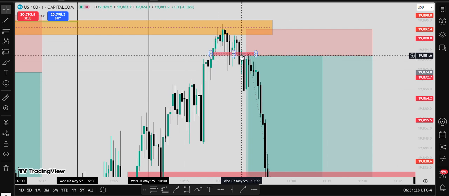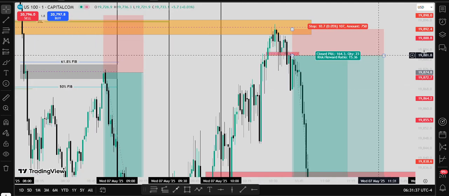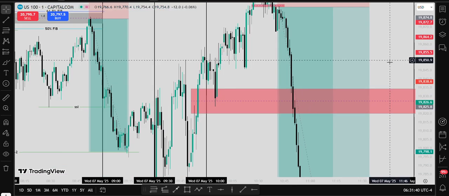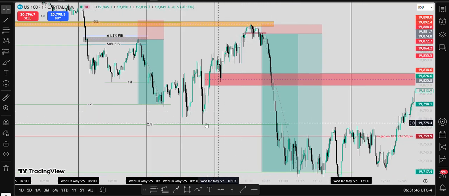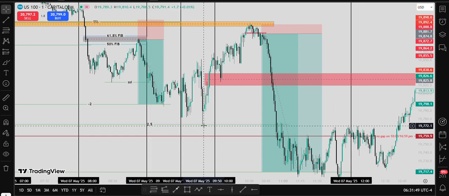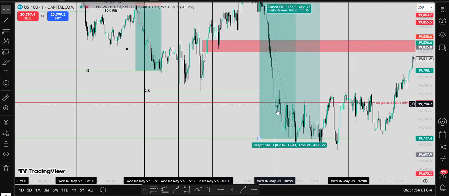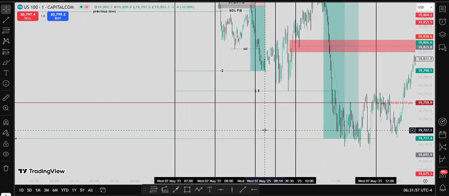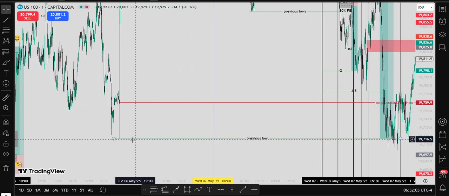value, or the inverse fair value now, because it has changed its function, and we can see that it is being tested right below, giving us an entry right there. The market rushes all the way to the low that was created at market open, and the market went all the way further to previous lows. If we check, these are previous lows that were created the previous day.